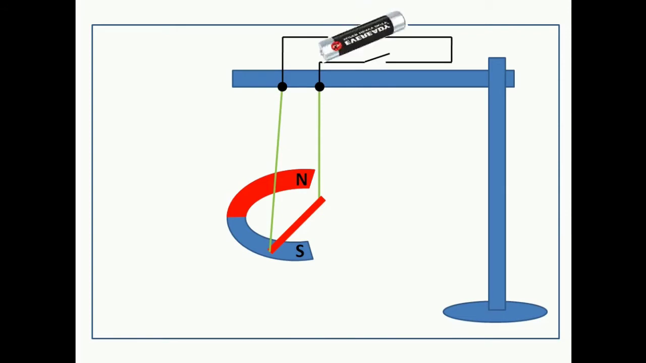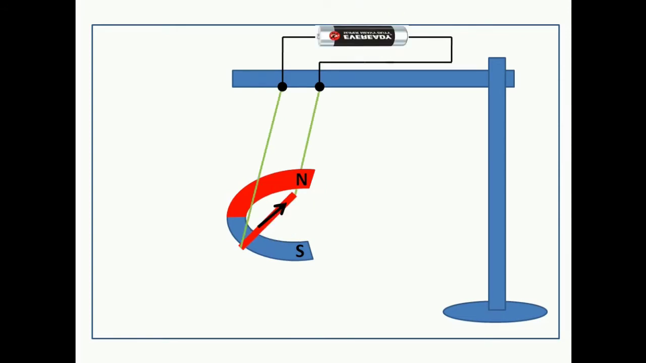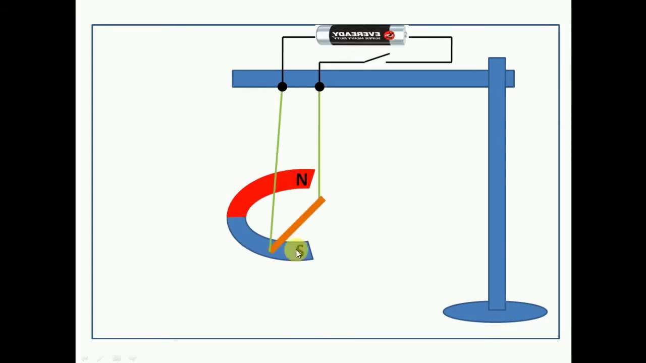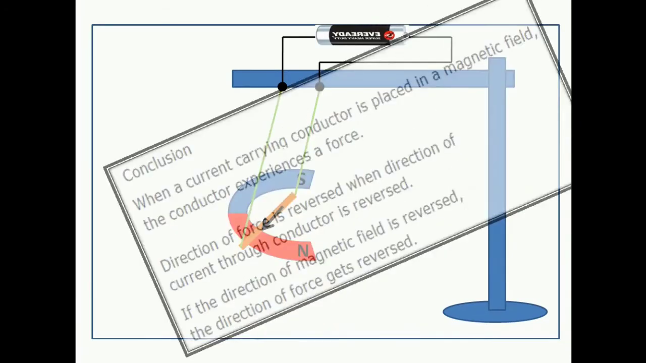And when the direction of current is changed, the direction of force also changes. When the direction of magnetic field is changed by interchanging the north and south pole, the direction of force also changes. As you can see, the deflection is in this direction. When we change the direction of magnetic field, the deflection will be in the opposite direction.